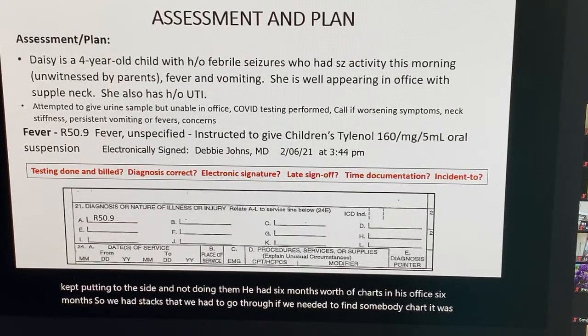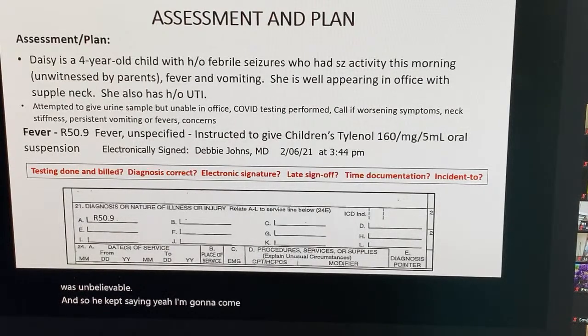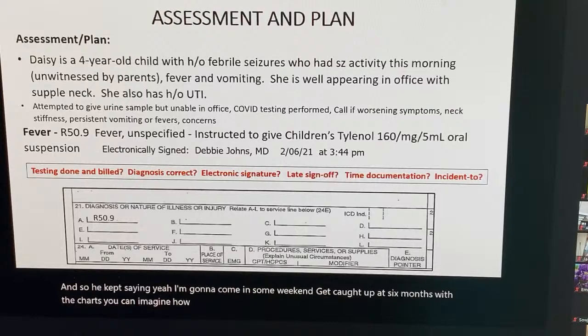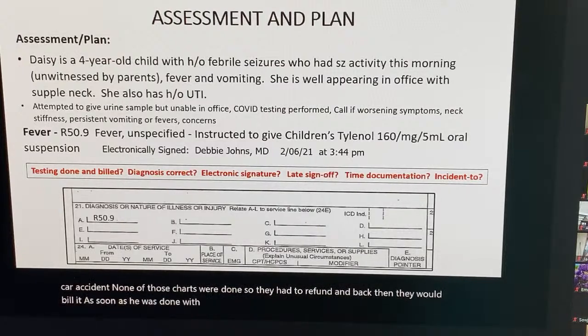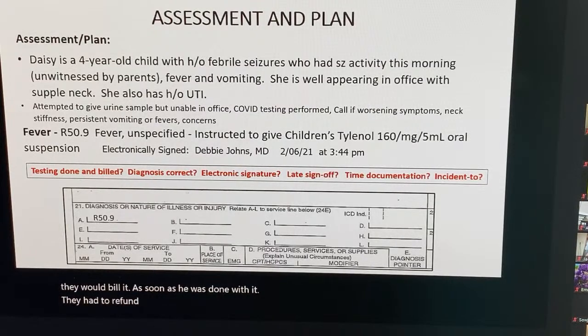And so he kept saying, yeah, I'm gonna come in some weekend, get caught up. Well, 6 months worth of charts, you can imagine how much time that would take. Well, what happened is he died in a car accident. None of those charts were done. So they had to refund, and back then they would bill it as soon as he was done with it. They had to refund tons of money. So you never know what tomorrow's gonna bring, but those should have been done.